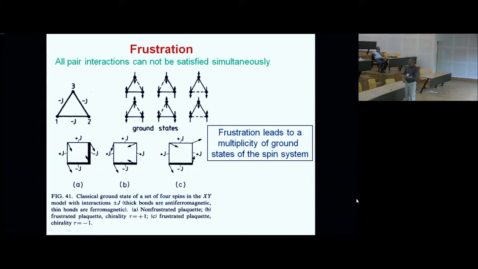And if you go on a much bigger lattice and put in many such spins, it is not difficult to see that it will lead to a multiplicity of ground states and metastable states, basically. And this is what makes the problem in some sense highly non-trivial.